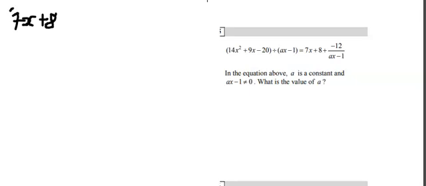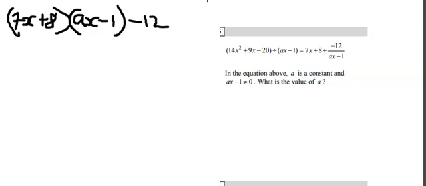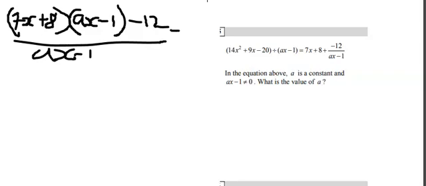I'll put this in parentheses, then times (ax minus 1), close that, minus 12, all over ax minus 1. You understand? Now this will be equal to what we have on the left hand side.